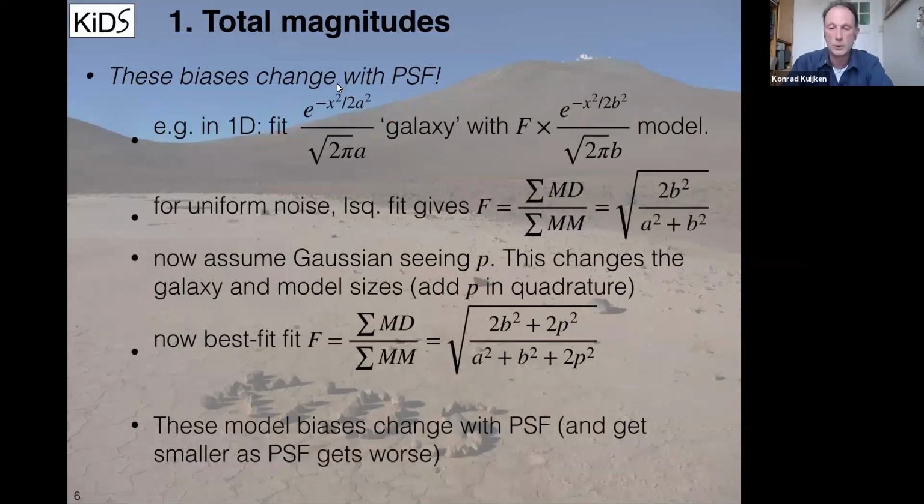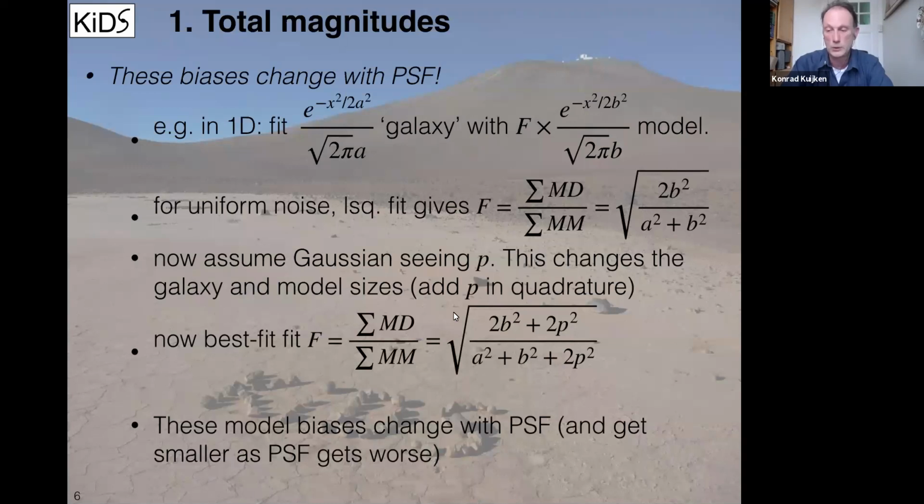Here's the same model, but now using Gaussian galaxies, and you get a similar result. Now you end up estimating a flux which looks like this. Again, it's not equal to 1 unless A equals B, unless your model and your galaxy have the same scale. Now the Gaussian model is useful because it allows me to make another point, which is that in practice, we observe things with a finite PSF. There's resolution, so you end up blurring your data. So what you have to do to compensate is blur your model as well before you fit it.